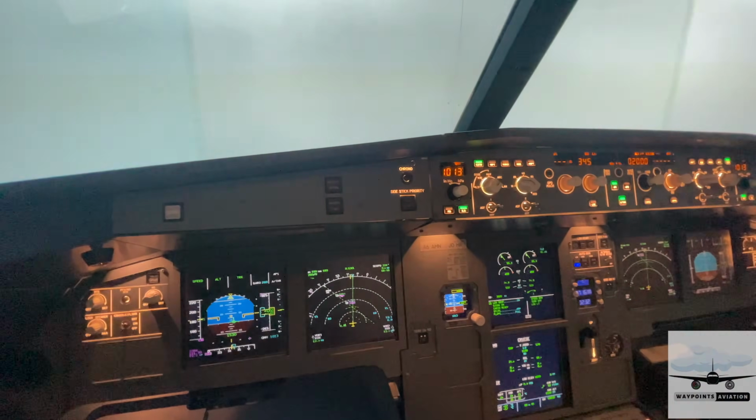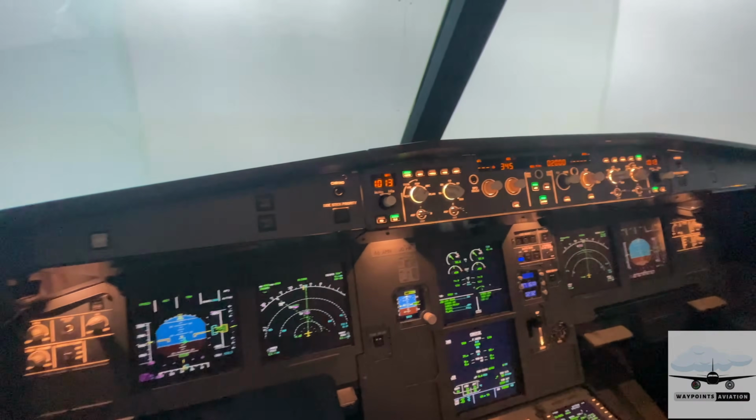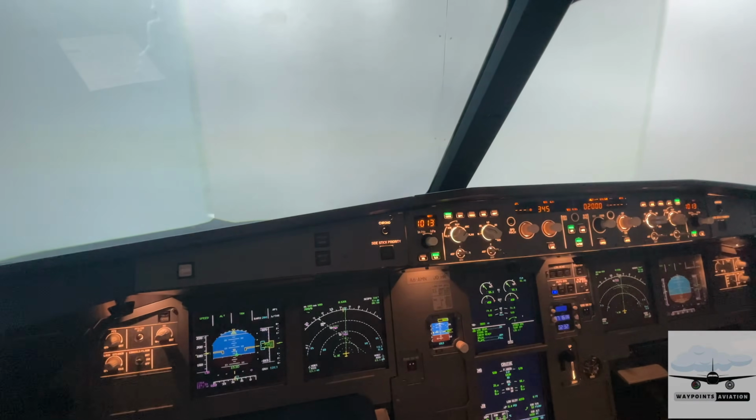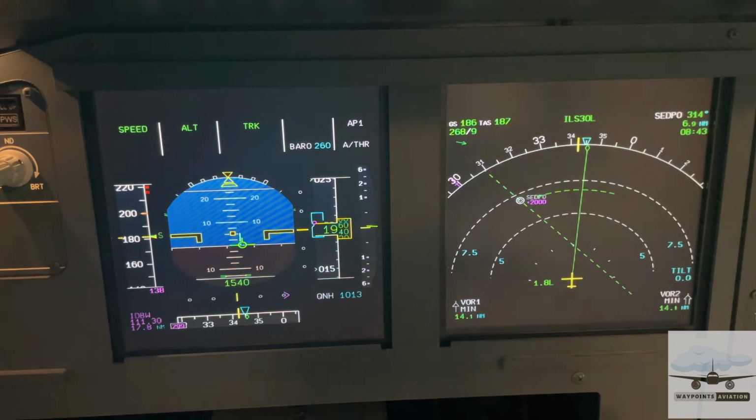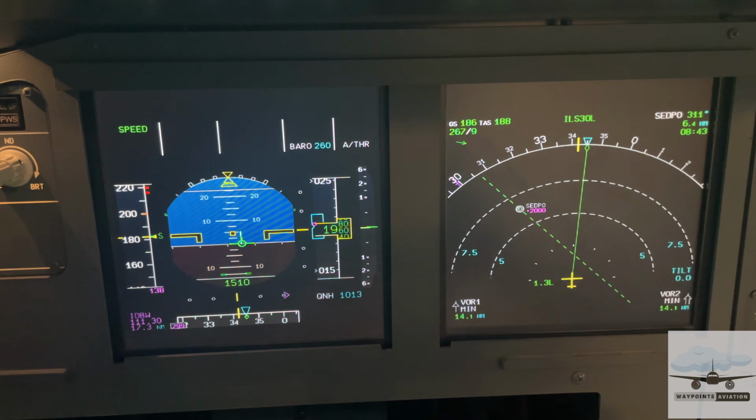Obviously the autopilot is on. I'm going to disconnect the autopilot and I'm going to hand fly this all the way down. All right, so let's get right into it. A few moments later. All right, here we go. Autopilot's coming off. Okay, autopilot is disconnected and I am hand flying the aircraft.